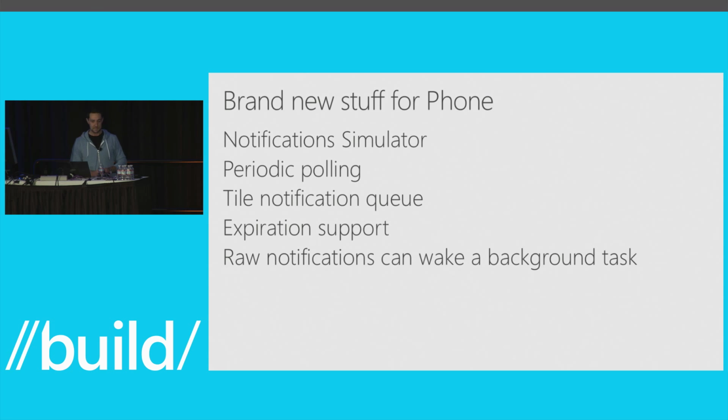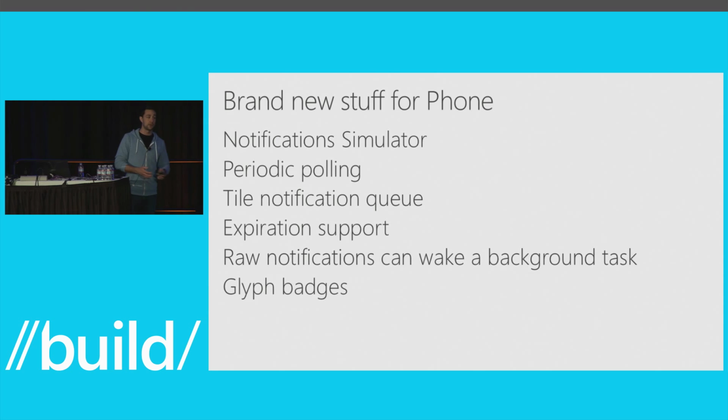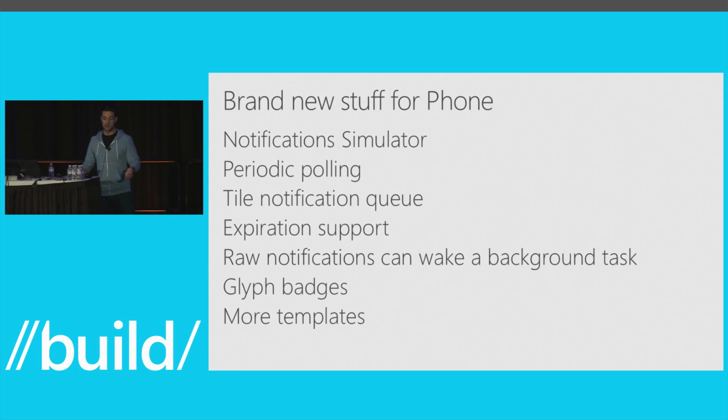compelling. Raw notifications can wake a background task. And we have glyph badges. I didn't show that, but if you don't want just a count, you want the asterisk or attention to say, hey, your service is offline, for example, whatever your product does, you can now do badges. And we have more templates that exist on both phones, both platforms.